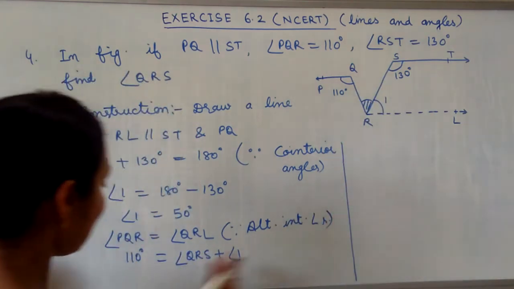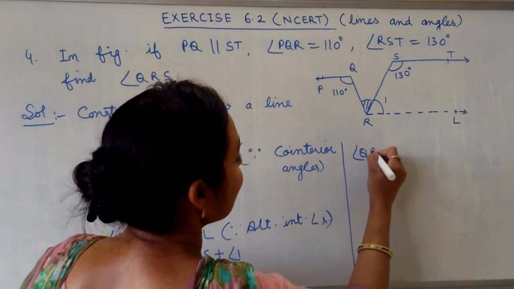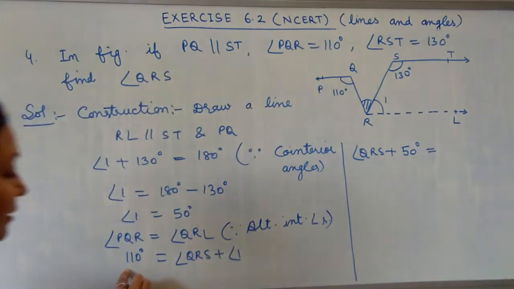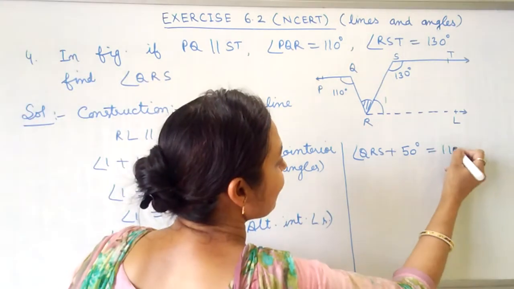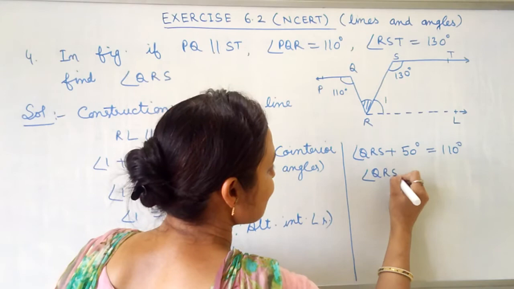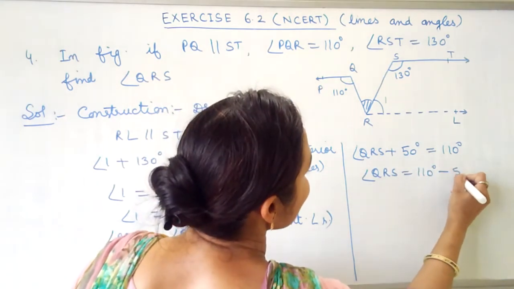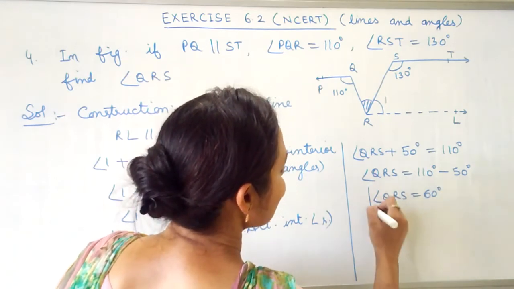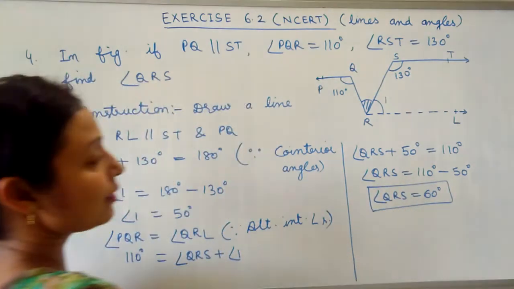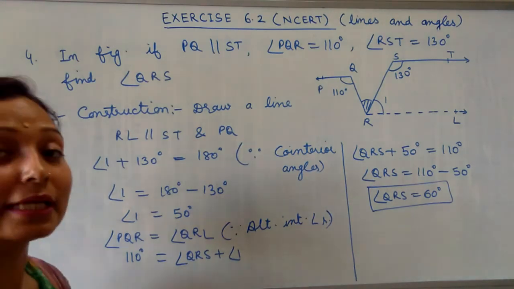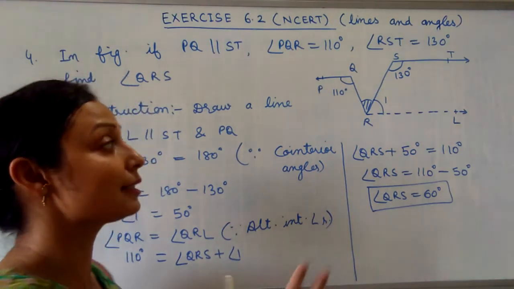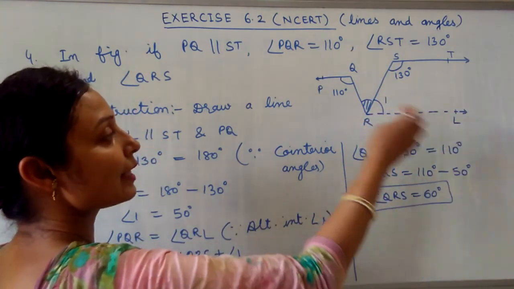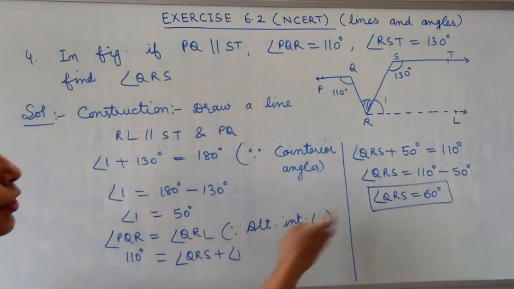So how can we find it? I will put in the value: QRS plus angle 1, that is 50, is equal to 110. So angle QRS is equal to 110 minus 50, that is, angle QRS is equal to 60 degrees. So this is the way to solve this question. Again, I take only the help of alternate interior angles and co-interior angles. By using these two we can find one angle, and then we can easily find QRS.